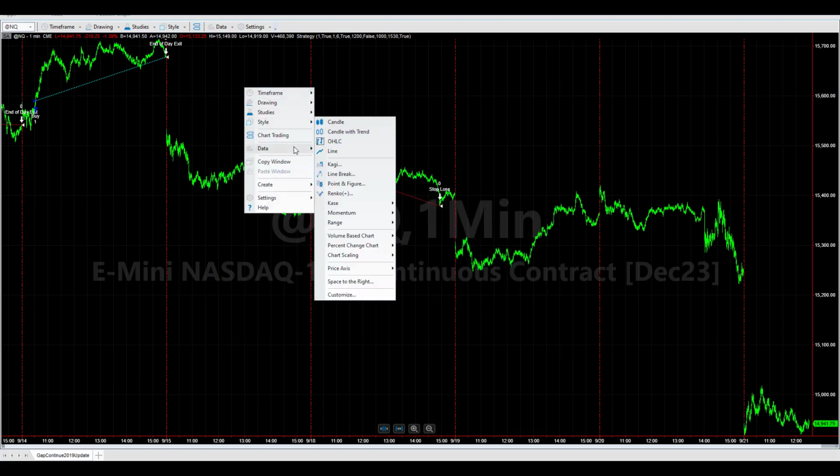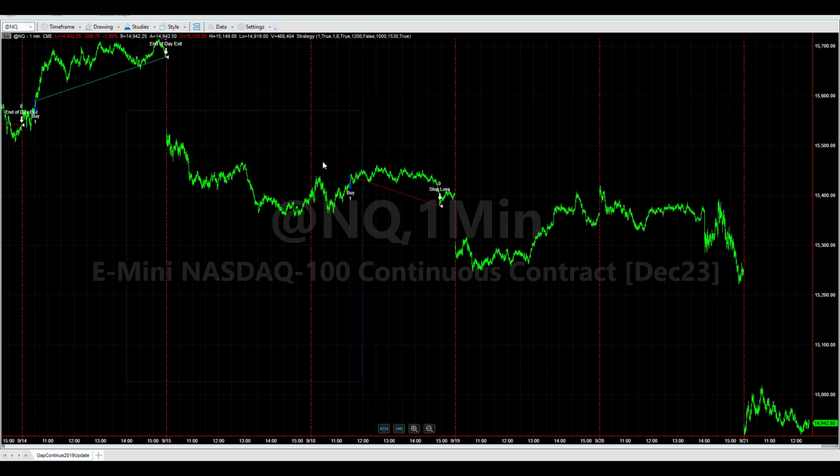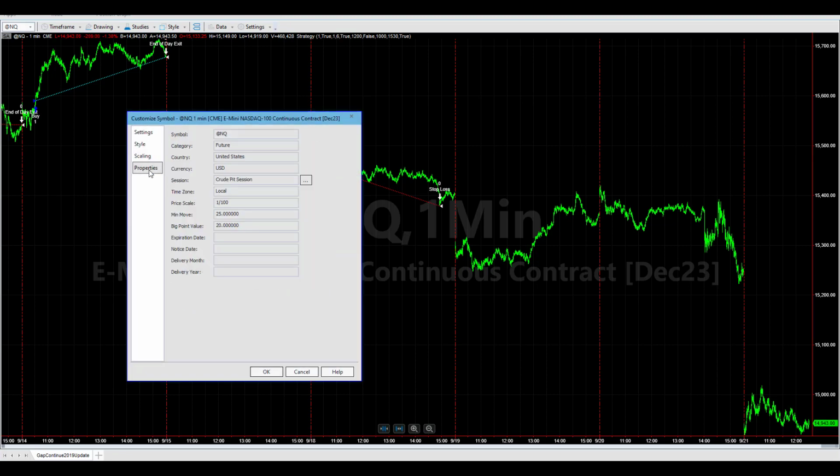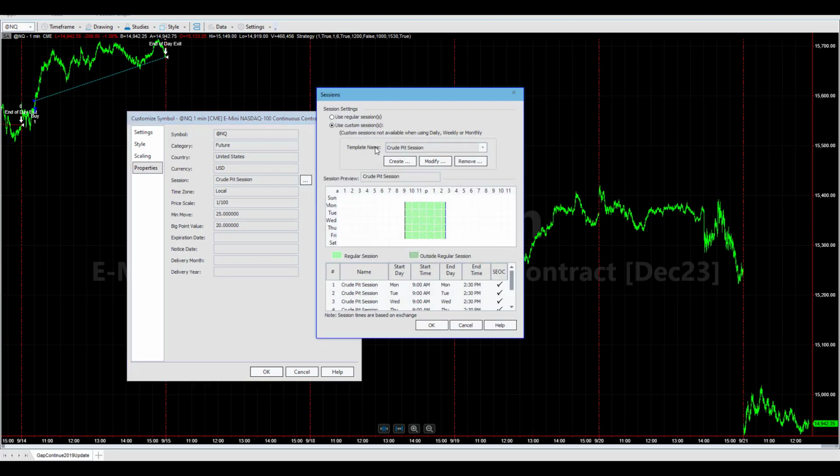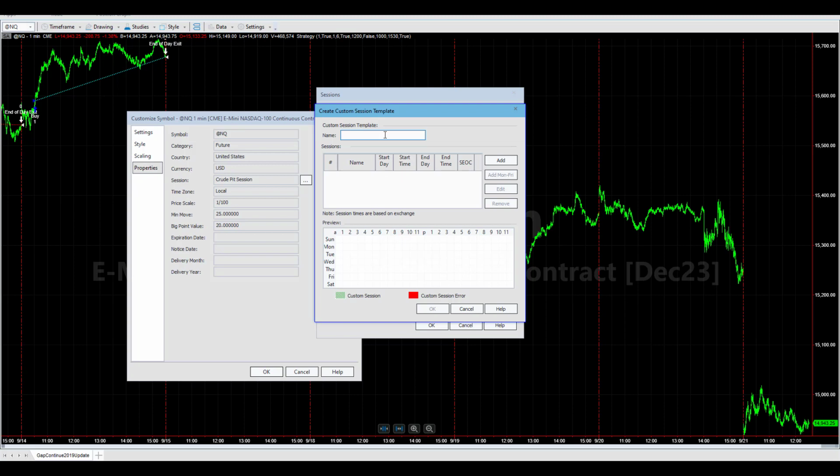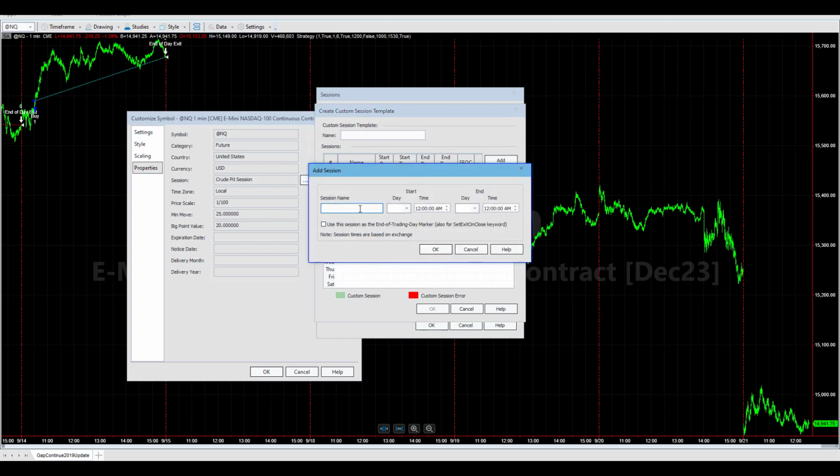Now look at the data settings. So studies or data, edit symbol, properties, crude pit session. You have to have this custom session. If you don't have that, you can create it. It's called crude pit session. Create, you type in crude pit session right there. Select add, and it is called crude pit session here.